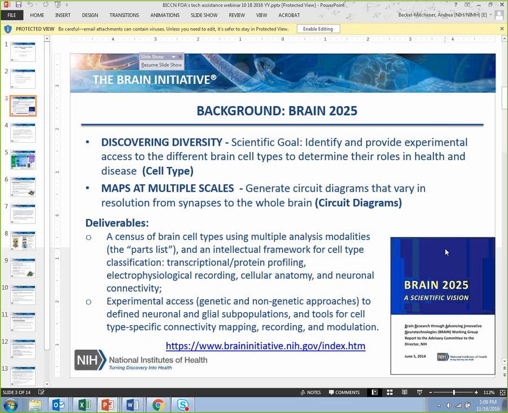So the deliverables as part of the report, we're hoping to get a census of brain cell types, again, the parts list, and also understanding the phenotype of different cells, meaning electrophysiology, potentially cellular anatomy, and connectivity, as well as some other endpoints as well. And we don't have to necessarily do all of those things, but we're interested in all of those things. And we think that this information will provide experimental access using both genetic and non-genetic approaches that help us define our own.